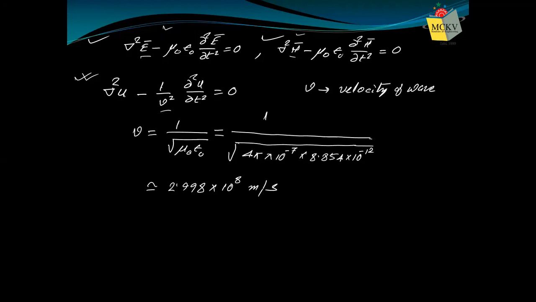Does it look similar to you? What is it? Velocity of light. Don't say velocity of light. Say velocity of light in free space. Because velocity of light can be different in different media. So this is the velocity of light in free space. That means when an electromagnetic wave or light propagates through free space, this is the velocity.